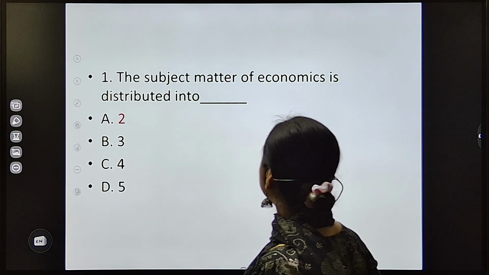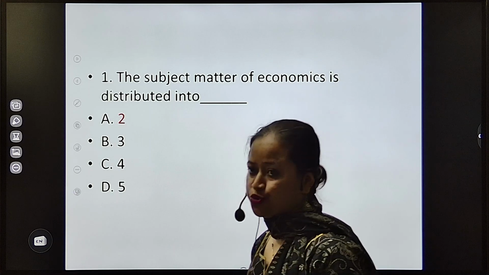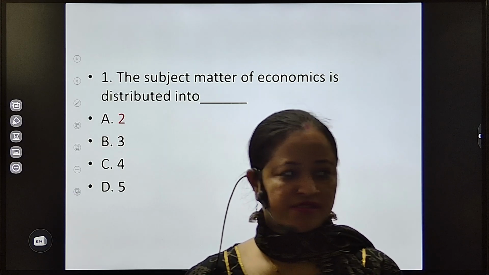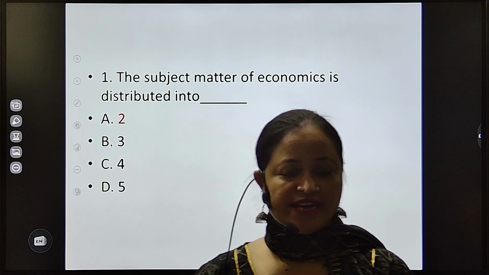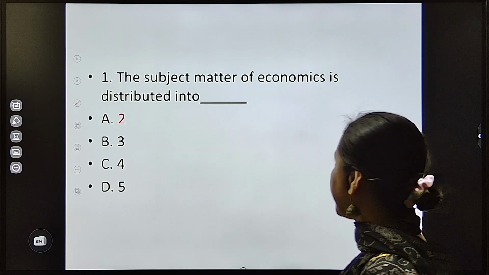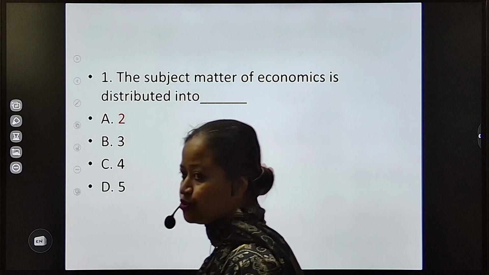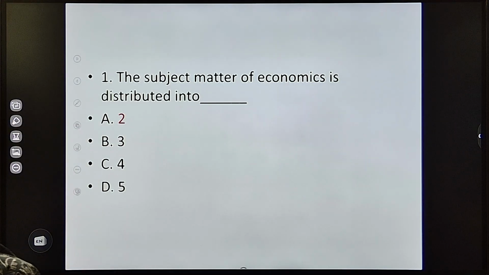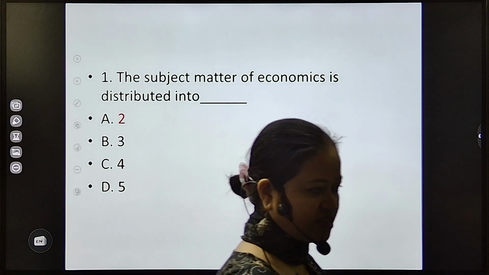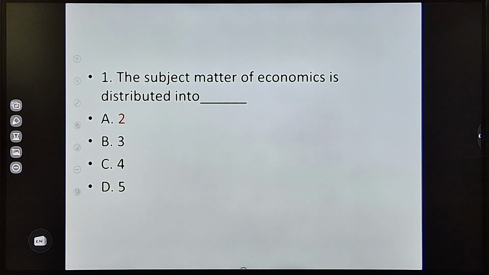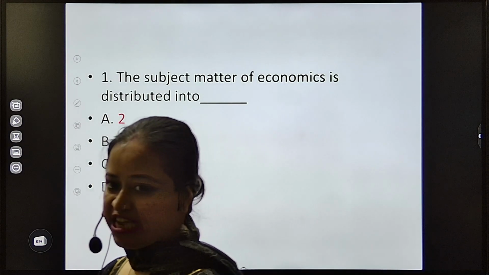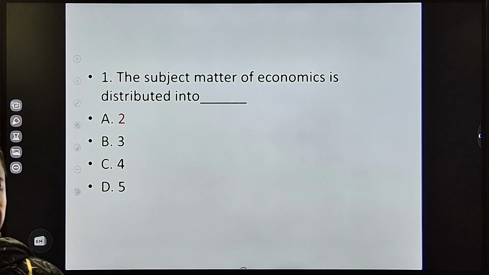Write the next question. The subject matter of economics is distributed into two, that is micro and macro. Whenever you write the options, also write down the answer. Micro means small, and macro means large.